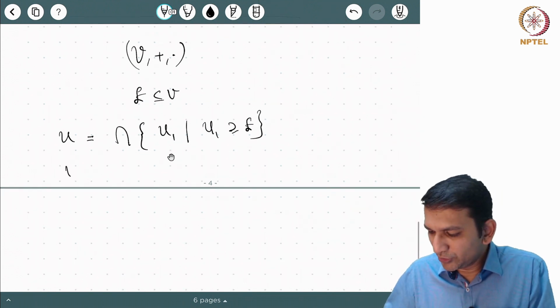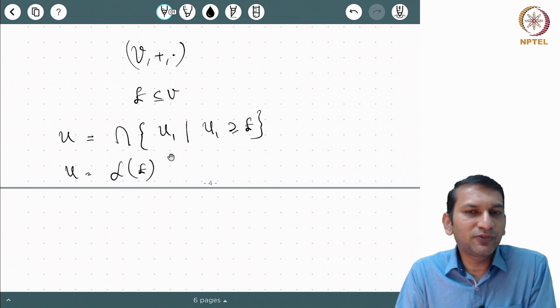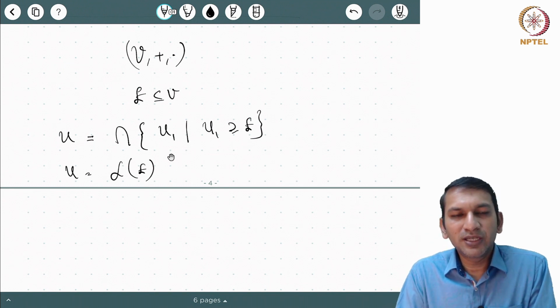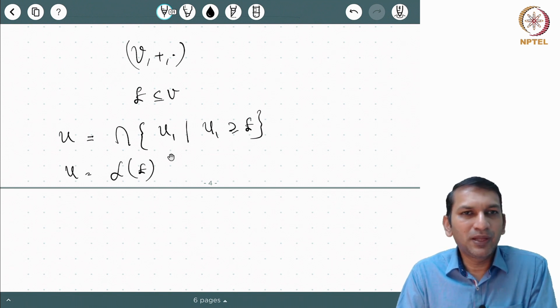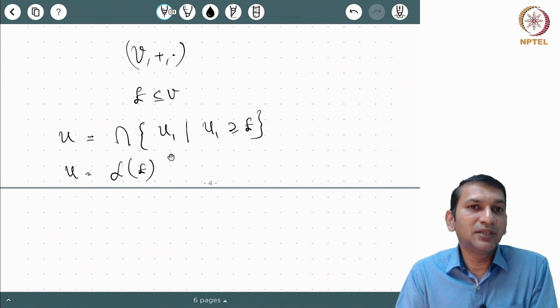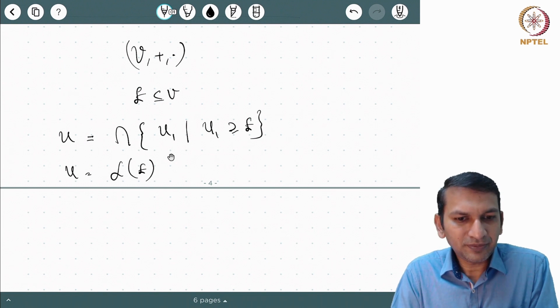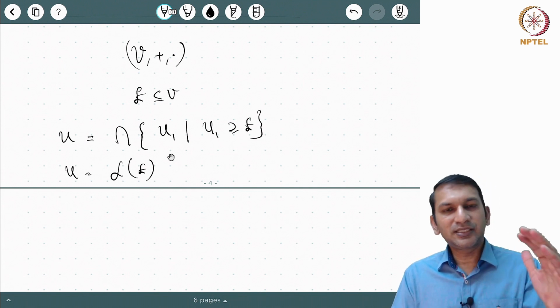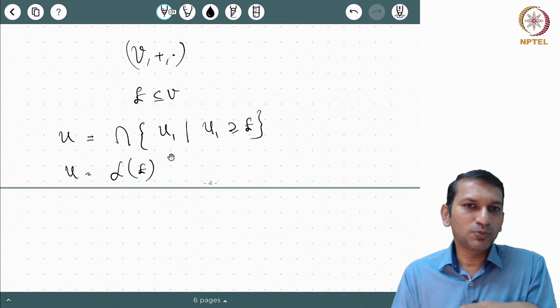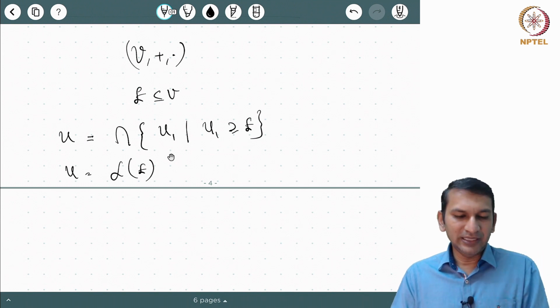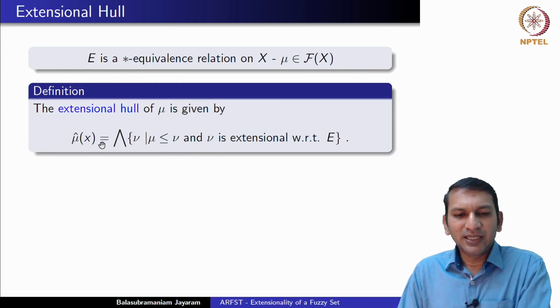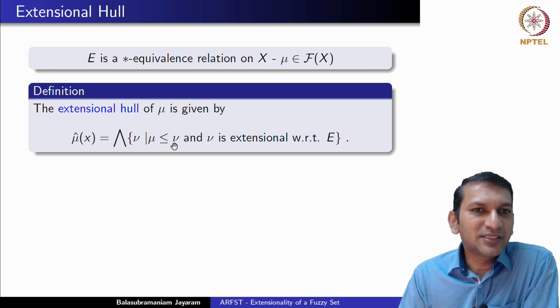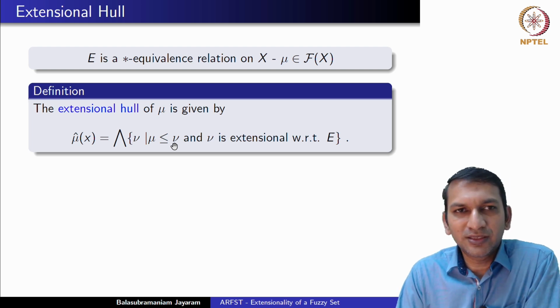Another is to say that U is equal to L of E. That means it's essentially the linear span of E. Essentially what we are doing is taking different vectors from E, multiplying them with different scalars from the underlying field and adding them up. All possibilities that we consider and put them inside, and that is how we grow it. So either externally we take all the bigger ones and find the smallest one, or you grow it from inside. So in that sense, this definition is the external characterization of what an extensional hull is.